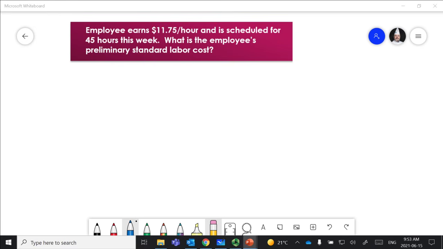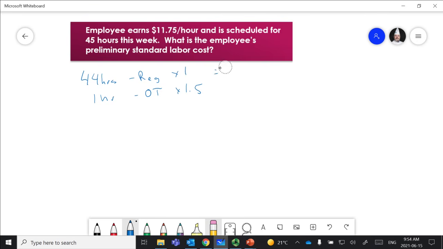Now, something to note in the slides and in your textbook, it's going to talk about overtime being 1.5 times the regular rate after 40 hours. But in Canada, it's not. It's anything over 8 hours a day or 44 hours in a week. So in this case, overtime would take place after 44 hours. So that means they've got 44 hours of regular time and 1 hour of overtime, right? And overtime is times 1.5 and regular time is just times 1.